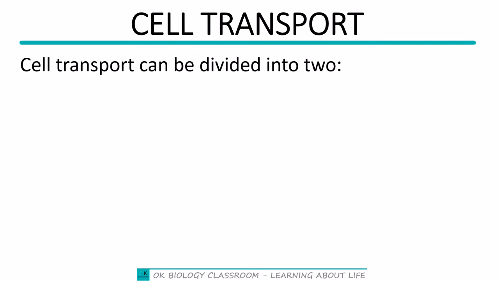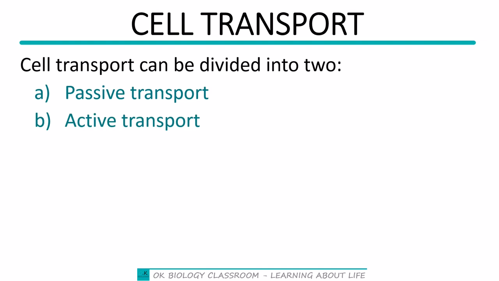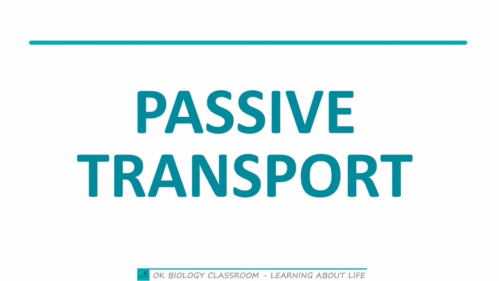But there are two subdivisions of cell transport that I would like us to look at. The first of them is passive transport, and the other is active transport. So all the processes that are involved in cell transport can be grouped into either passive or active transport. So we are going to explain these two terms. Let's start with passive transport.